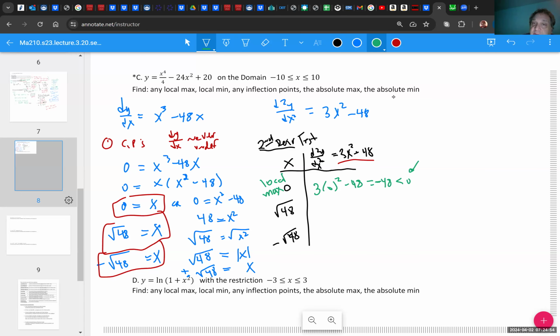All right, square root 48, plug that in. What do I get? I get 3 times square root 48 squared, which thankfully just simplifies, minus 48. So 3 times 48, minus 48, is 2 times 48. It's like 96 or something. It's greater than 0. I don't really care what the number is. I just want to know whether it's positive or negative or 0. When I put in square root 48, it's positive. That means it's concave up. So that's got to be a local min.